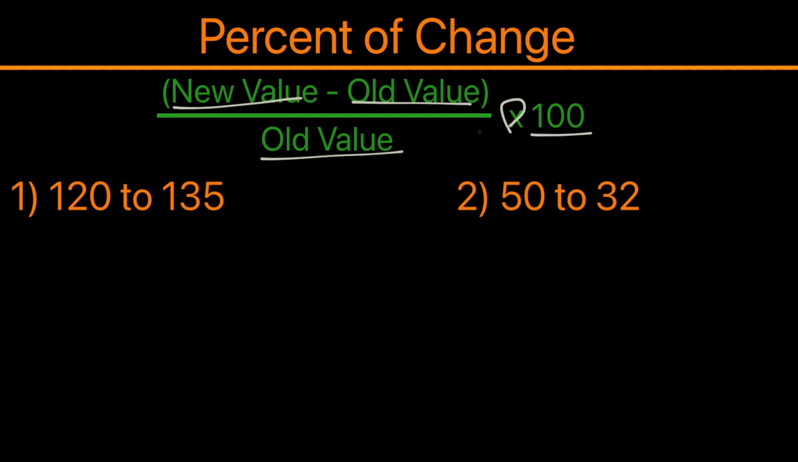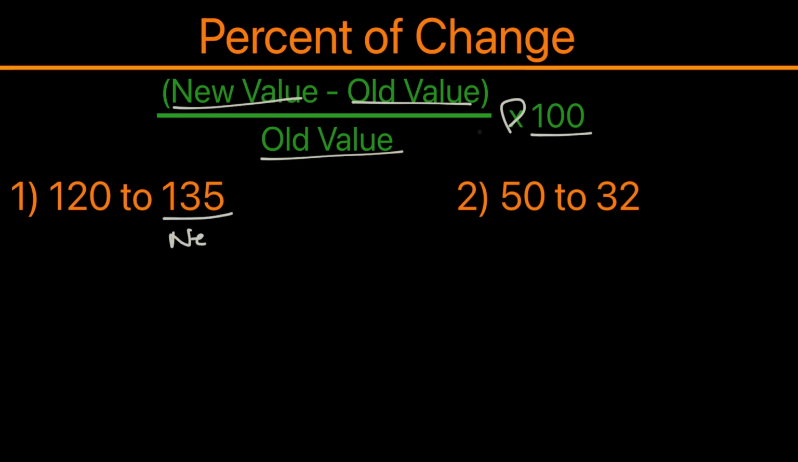And if you see a positive number, that's an increase. And if you see a negative number, that's a decrease. Below are two examples, and we'll go over each one of them. In the first example, we're going from 120 to 135. So what is the percent of change of that?